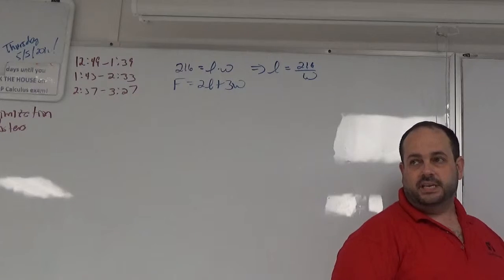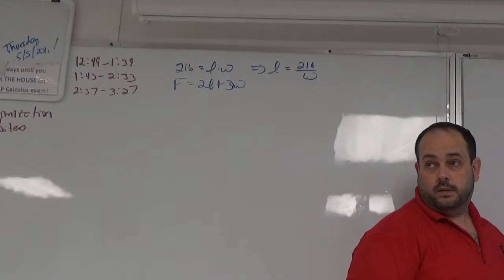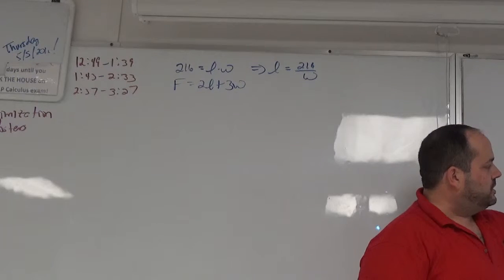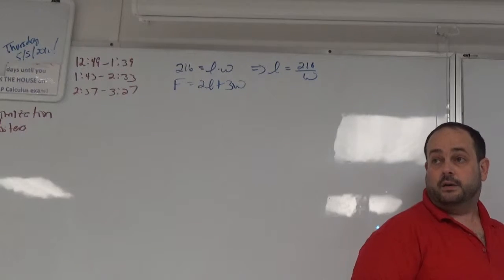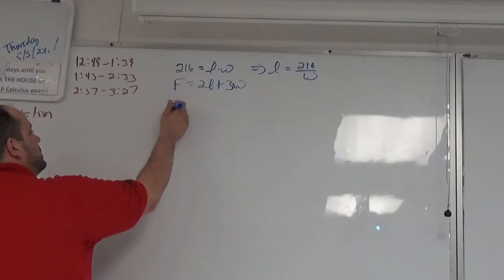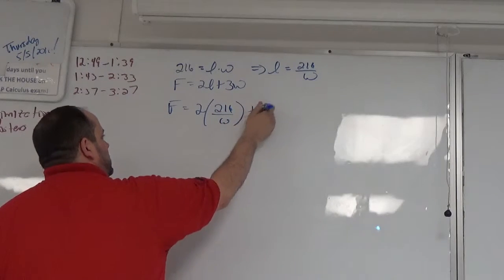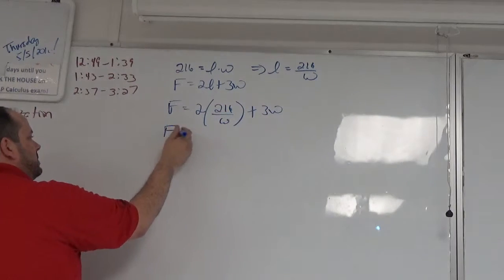F is not 216. F is what you're trying to make small. The 216 is what relates your length and width together. This is the constraint. So F is going to be 2 times 216 over W plus 3W.